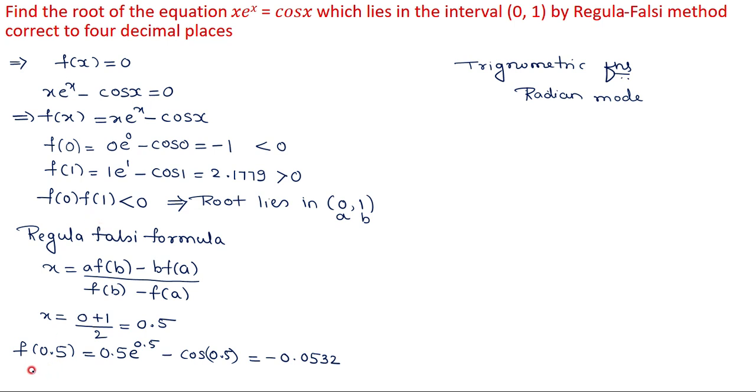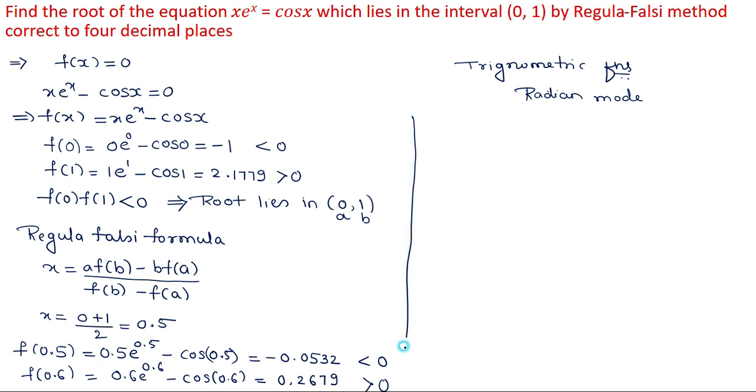If you want an even closer interval, just check any point near 0.5. If I go for 0.6, we can see that 0.6 e raised to 0.6 minus cos of 0.6 is equal to 0.2679. Here the product of these two: one of them is less than 0 and the other is greater than 0. So the answer is lying between 0.5 and 0.6.